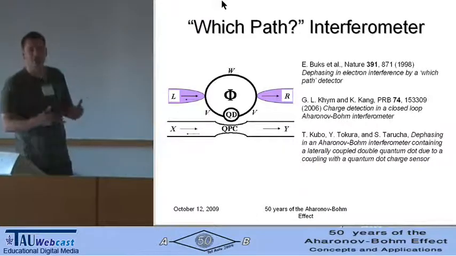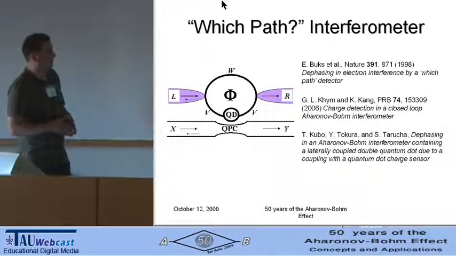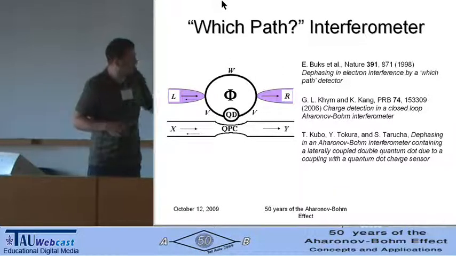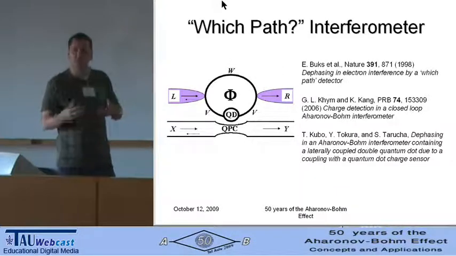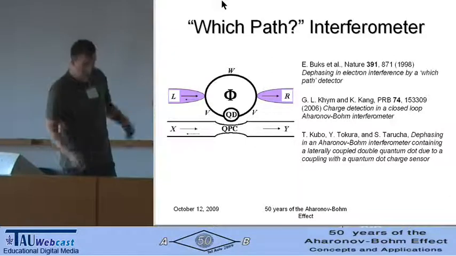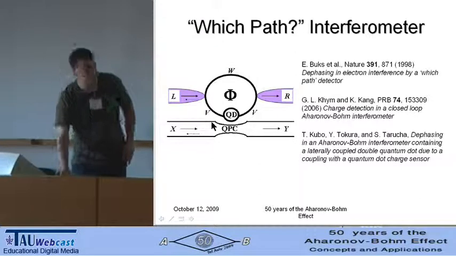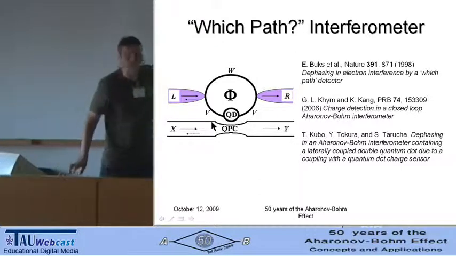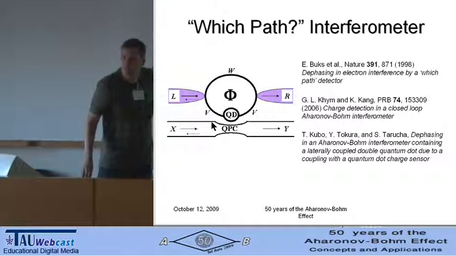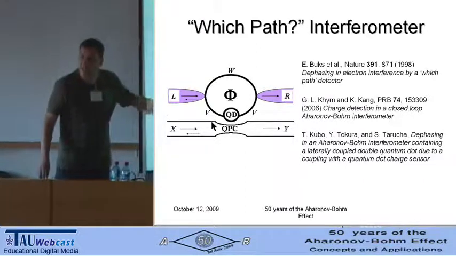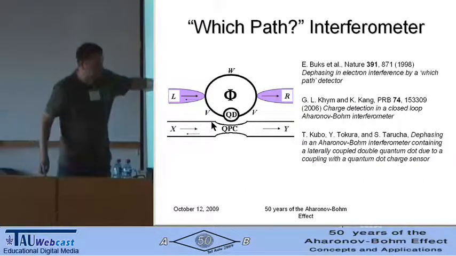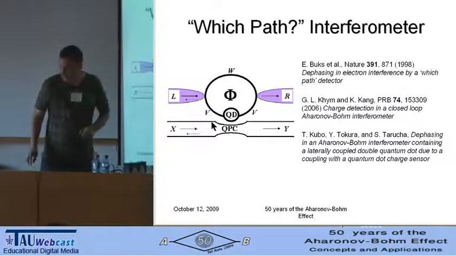So before moving on to my project, I'd like to remind you what a which-path interferometer is. A which-path interferometer is a device where one of the arms of the interferometer interacts with a certain kind of detector. For example, here you see a quantum dot in one of the arms of the interferometer, which is coupled via Coulomb interaction with a quantum point contact. So if an electron chooses to go through the quantum dot, then the conductance of the quantum point contact changes, and you can detect that the electron went through this arm of the interferometer and not through the other one.